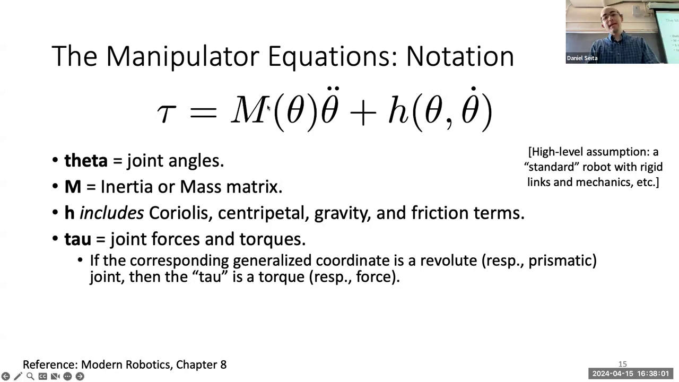But there's still a mass matrix, except now we have theta, the joint angle. So theta and q are two common choices. So whenever you see them, just think of them as the same thing.